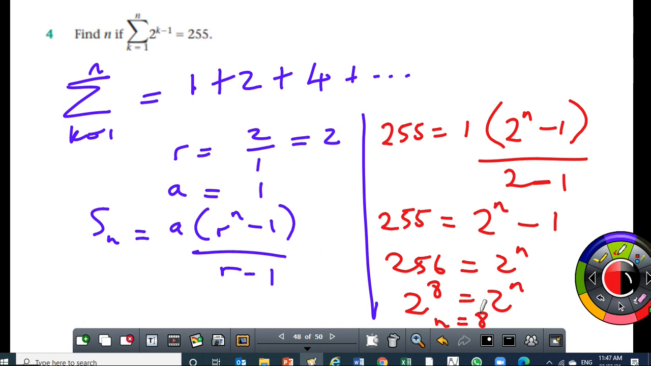Let me introduce the last part of your grade 12 sequences and series, which is the concept of sum to infinity.